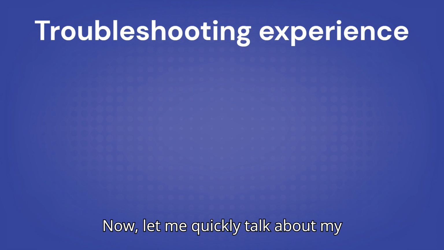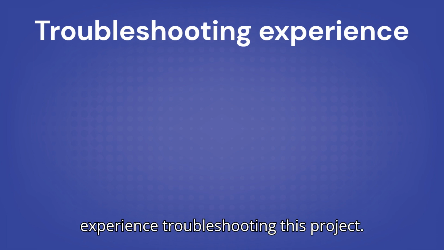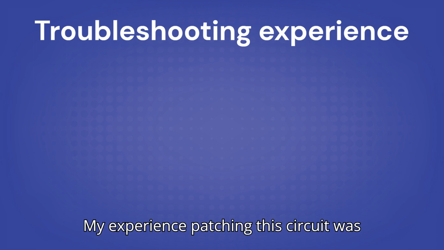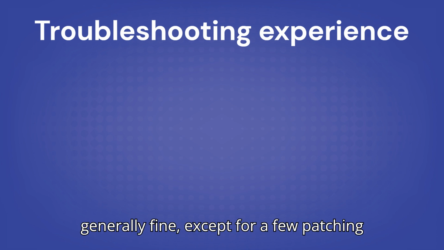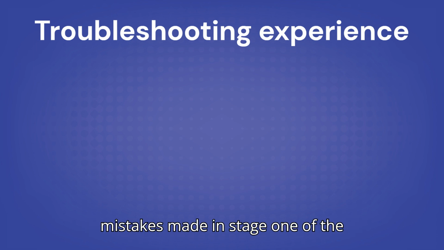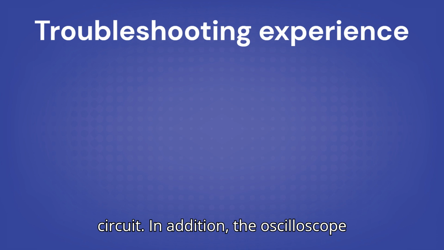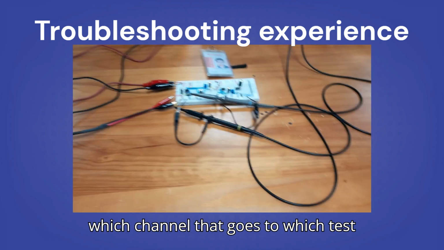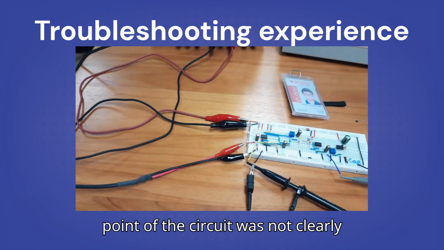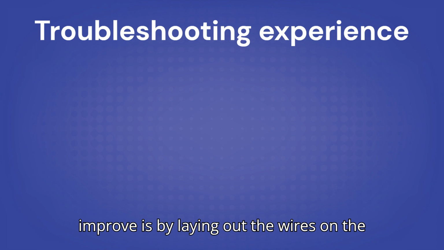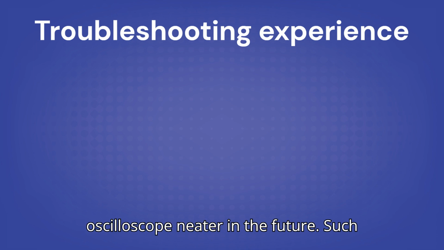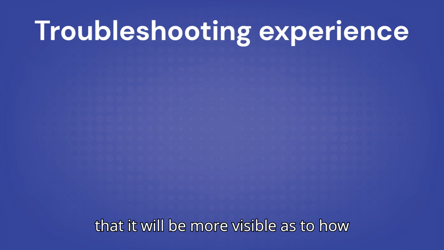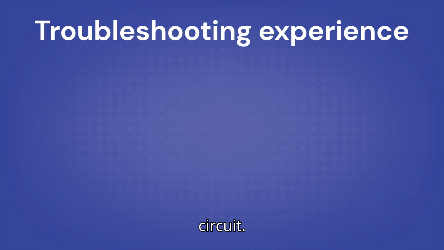Now, let me quickly talk about my experience troubleshooting this project. My experience patching this circuit was generally fine, except for a few patching mistakes made in stage 1 of the circuit. In addition, the oscilloscope wires on the table are a bit messy, and which channel goes to which test point of the circuit was not clearly indicated. Hence, one way I can improve is by laying out the wires on the oscilloscope neater in the future, such that it will be more visible as to how the oscilloscope is connected to my circuit.